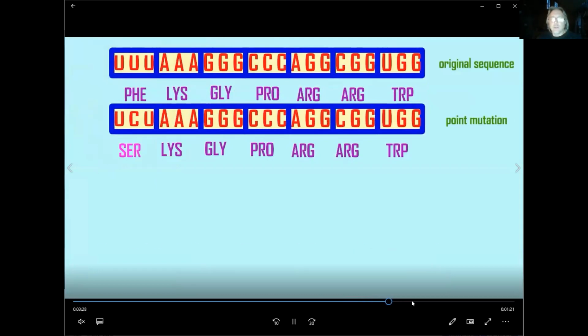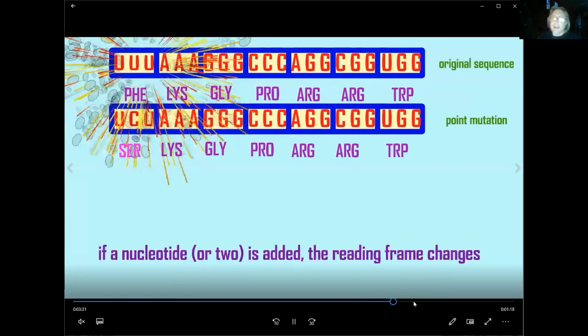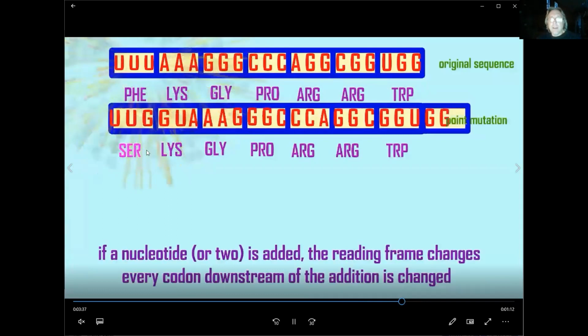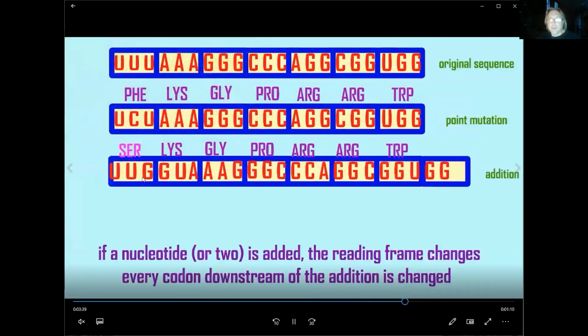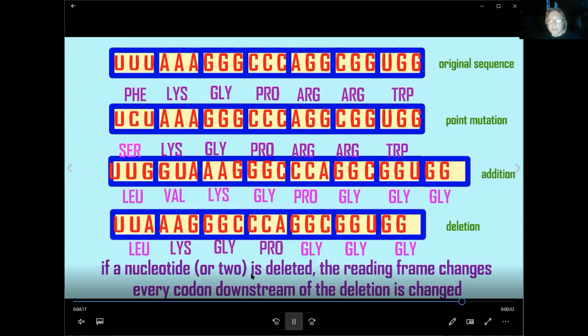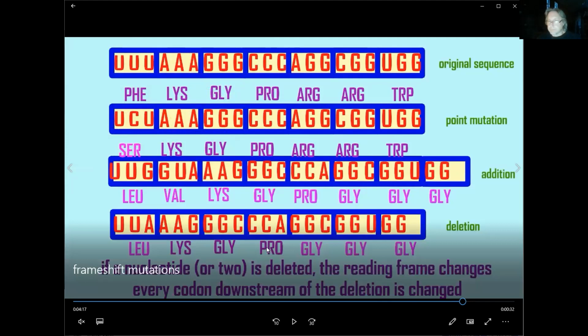Let's say I add 2 nucleotides. If I added 1 in this particular sequence, it makes a premature stop codon, which would end the protein. But now this would change every downstream codon after this addition. And notice that all of these then are different from the original sequence. If I were to delete a nucleotide, then once again, all of these could change. Now, maybe by dumb luck, a few stay the same. But once again, a frameshift mutation is a much more serious mutation than a point mutation.